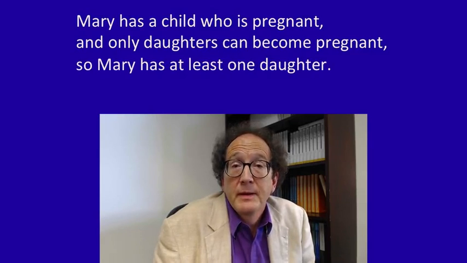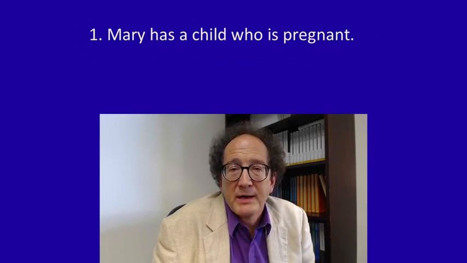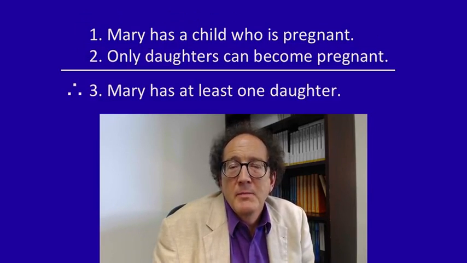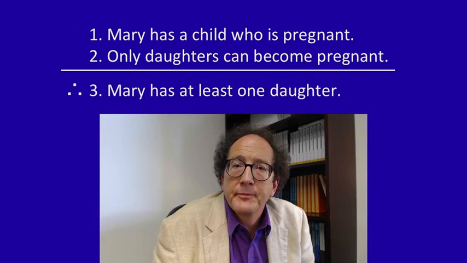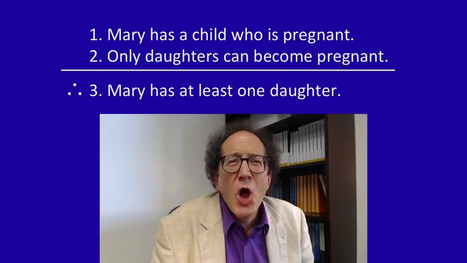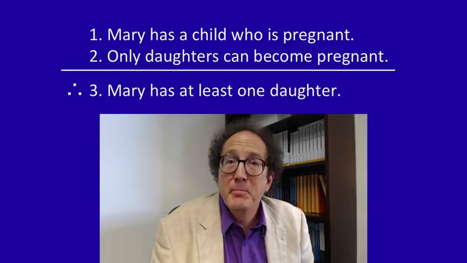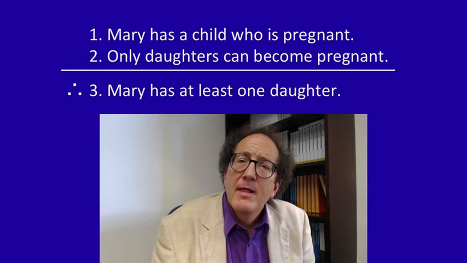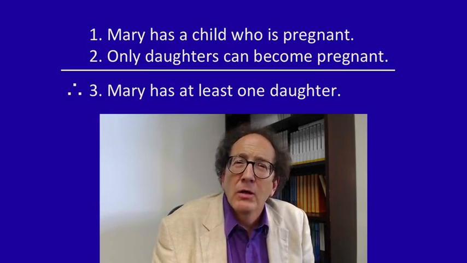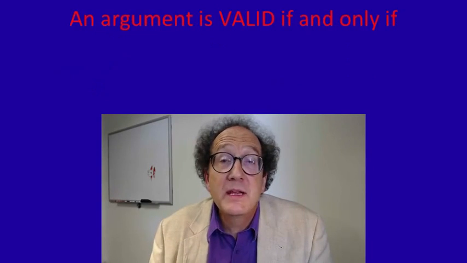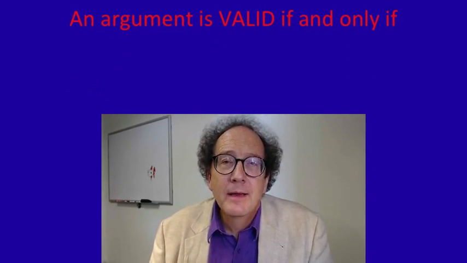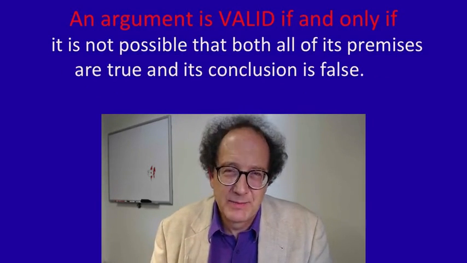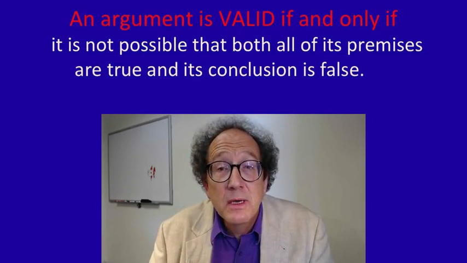So here's the argument. Mary has a child who is pregnant. Only daughters can become pregnant. Therefore, Mary has at least one daughter. Now, if you think about it, there's just no way, no possibility that both of those premises are true and the conclusion's false. That is the feature that we're going to call validity. More generally, we can define validity in an argument so that an argument is valid if and only if it's not possible for the premises to be true and the conclusion false.